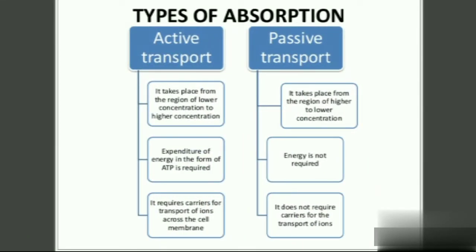Now we will see the next one, types of absorption: active transport or passive transport. We have two types of transport, one is active transport, the other is passive transport. Active transport is from lower to higher concentration, against the concentration. Usually it is from higher to lower, right? But here it is against the concentration. Because of that, some external energy has to be supplied, and here the energy is expended in the form of ATP molecules, whereas in passive transport energy is not required.